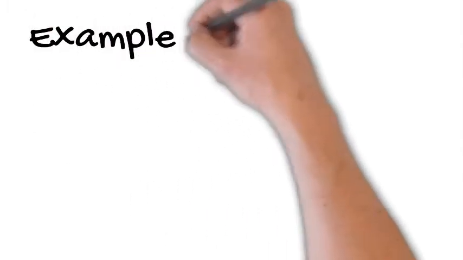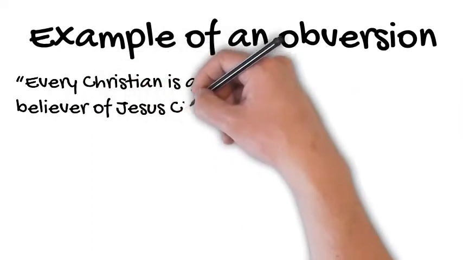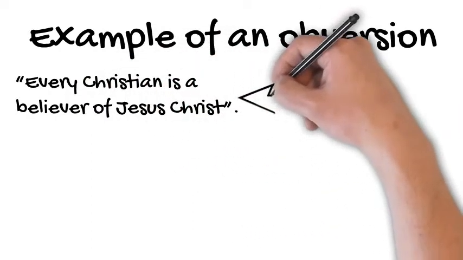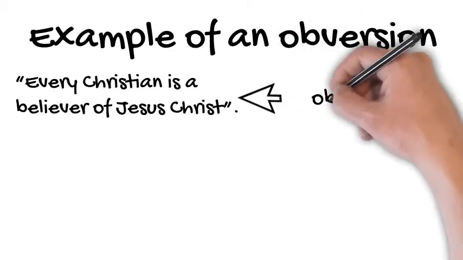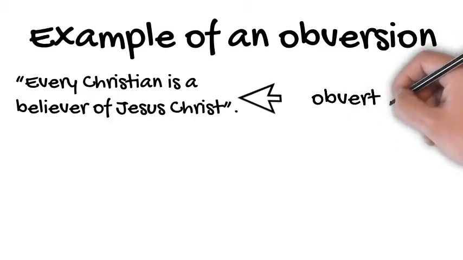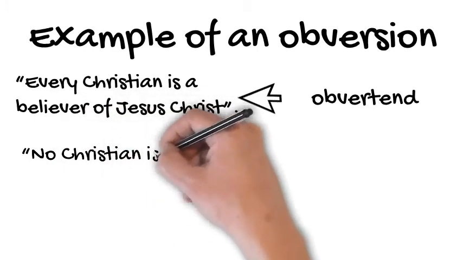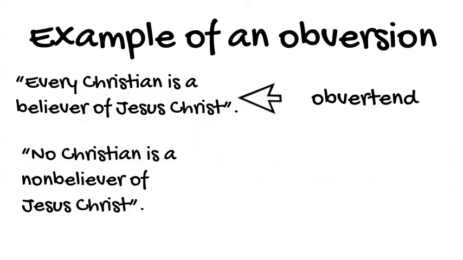For example, every Christian is a believer of Jesus Christ. This given proposition is the obvertend, and we have to express this in a negative proposition. That's why our obverse would become: no Christian is a non-believer of Jesus Christ.